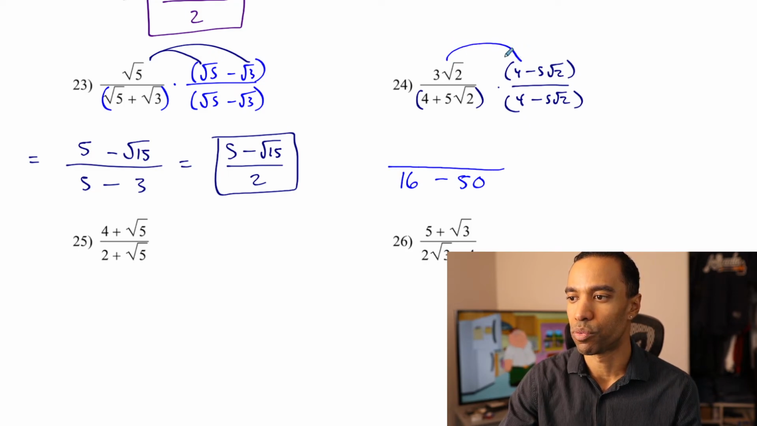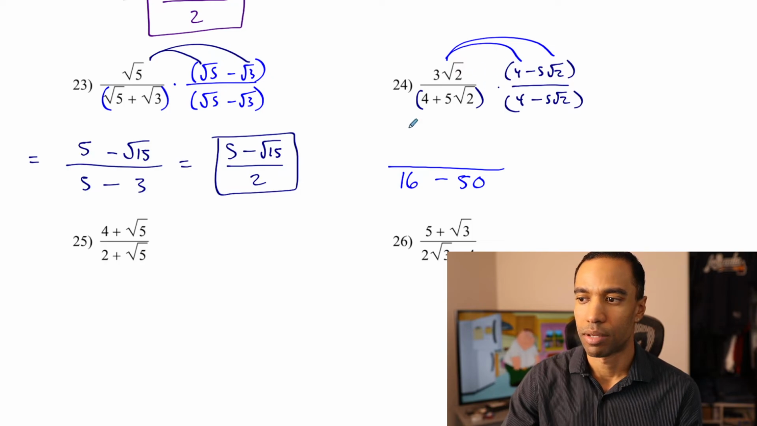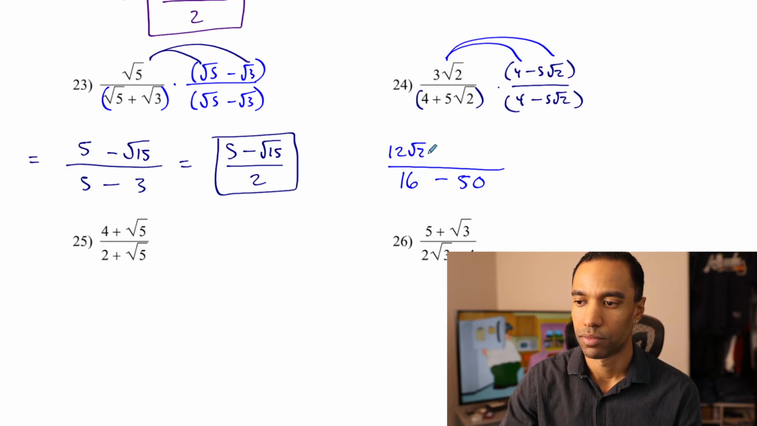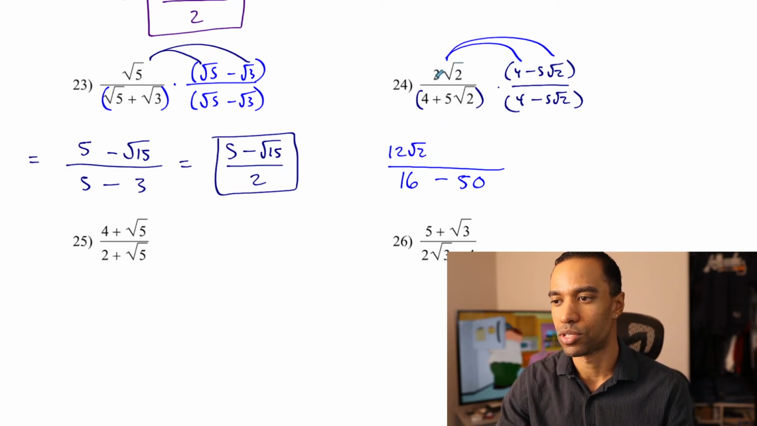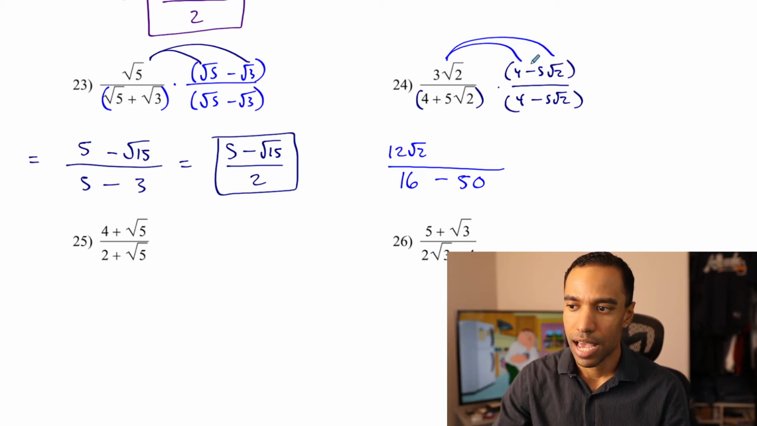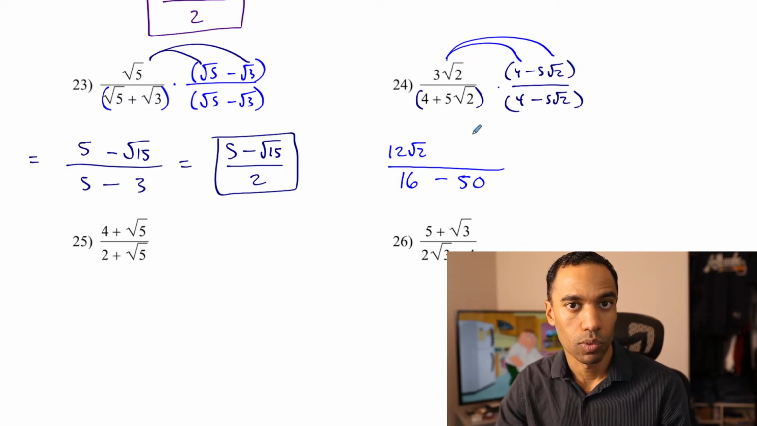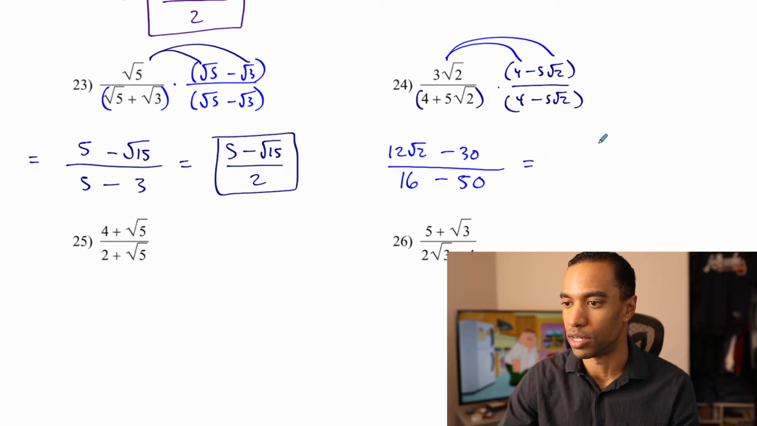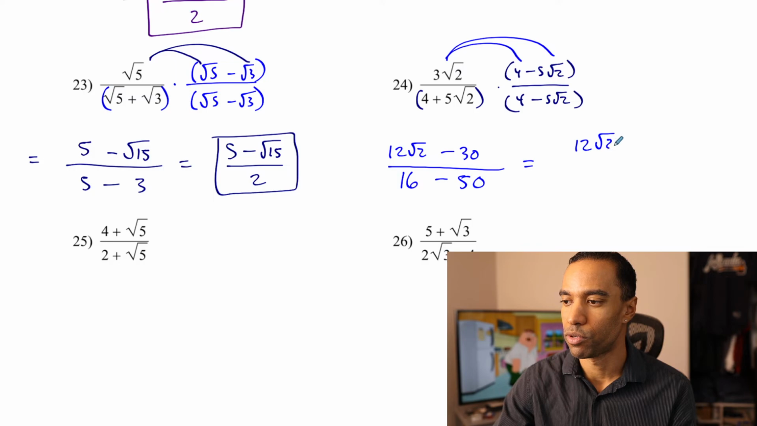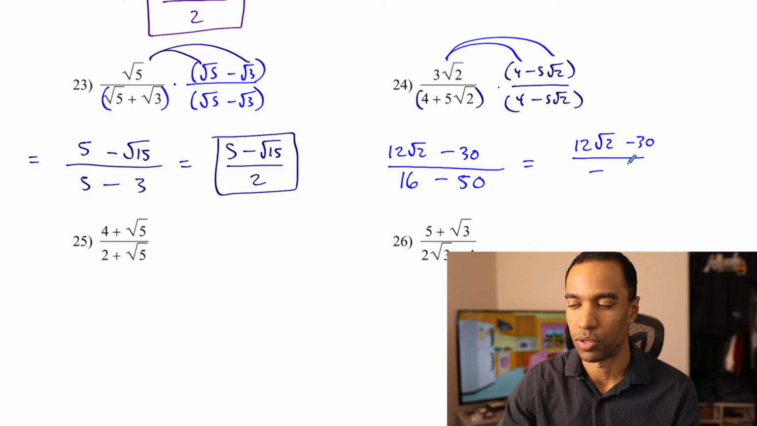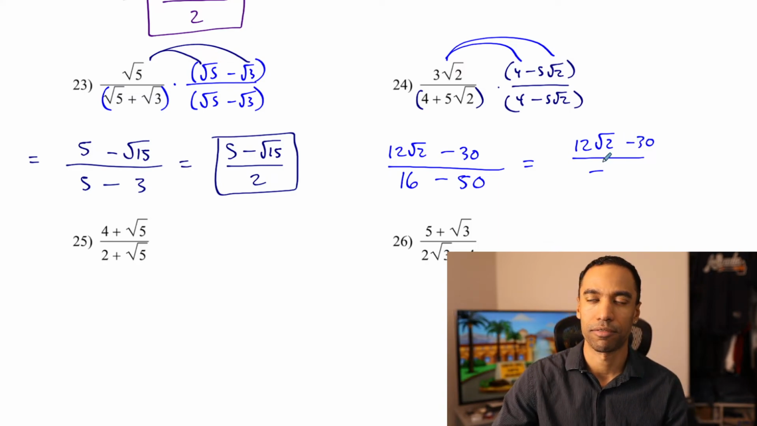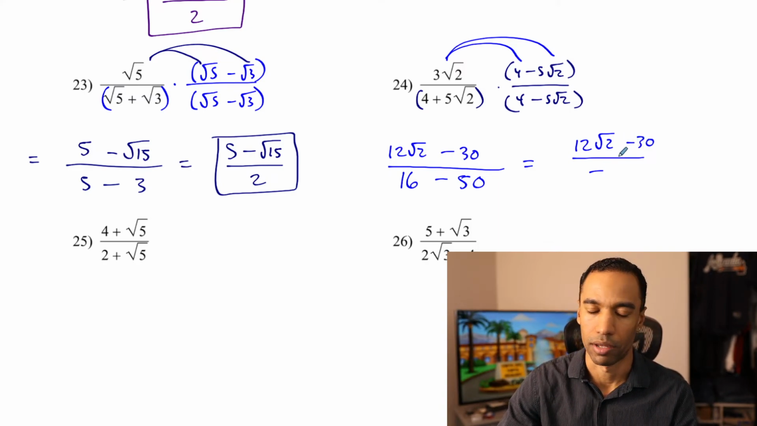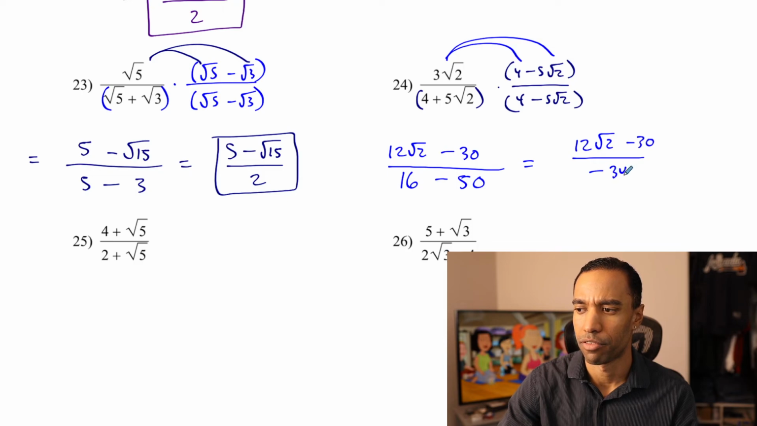We've got to distribute 3 root 2 into 4 and 3 root 2 into negative 5 root 2. 3 root 2 times 4 is 12 root 2. 3 root 2 times negative 5 root 2 is negative 15 times 2, which is negative 30. Oh, good. I think we can reduce this one in a second. So the top is still 12 root 2 minus 30. The bottom is negative, sorry, drew a blank, 34, negative 34.